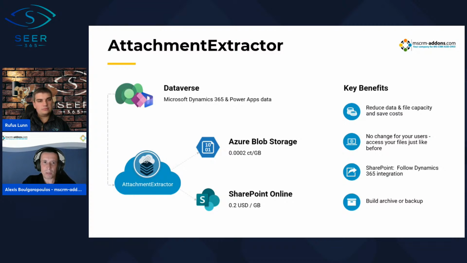But in the background, you're now storing the data for a fraction of the cost. To give you an idea, the Azure blob costs about 0.000202 dollars per gig, and SharePoint is about 20 cents per gig. Compare that with $40 per gig in Dataverse or $2 per gig in SharePoint, and now you know why customers like our attachment extractor.